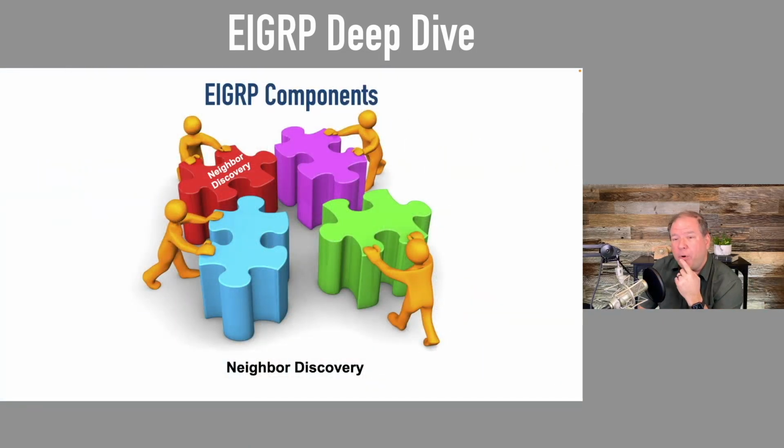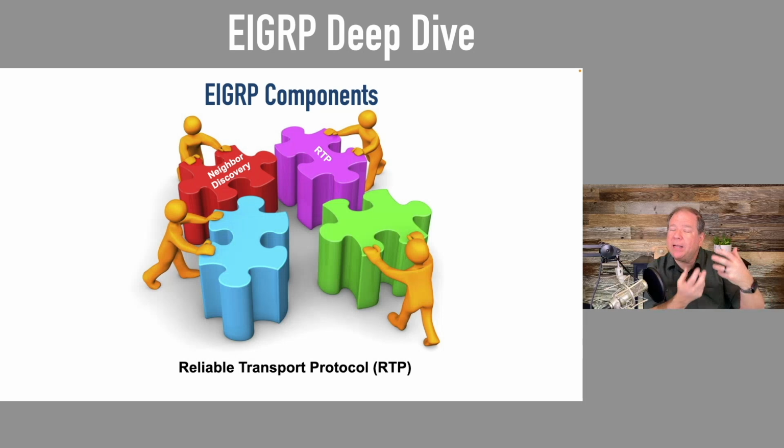But let's talk about architecturally the 4 components that make up EIGRP. Number 1, it is capable of doing neighbor discovery dynamically. We don't have to hard code in the IP address of our neighbors. And when it sends routing advertisements back and forth with those neighbors, it's going to do so with reliability. It's going to make sure those advertisements are acknowledged. Now, to keep the overhead down, not everything is acknowledged.